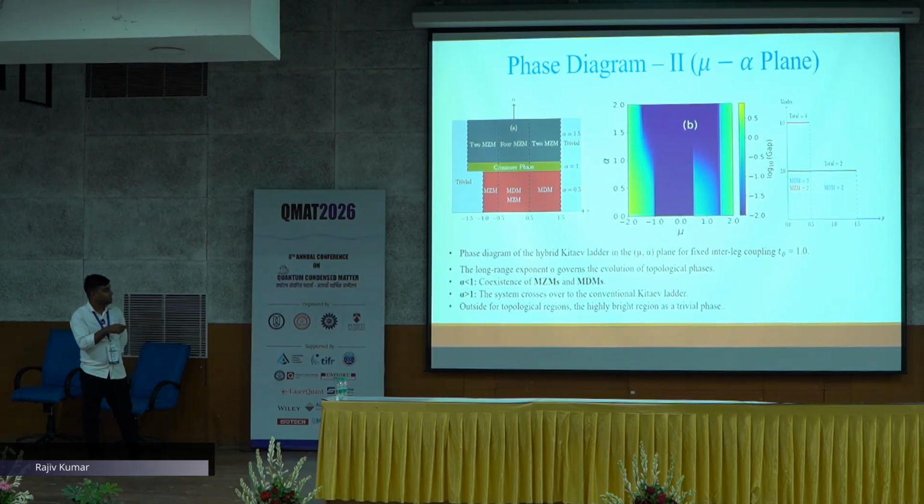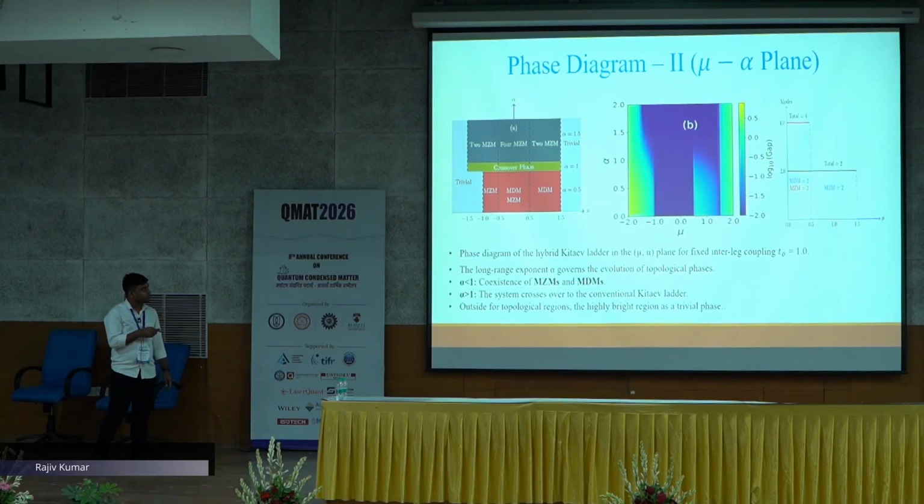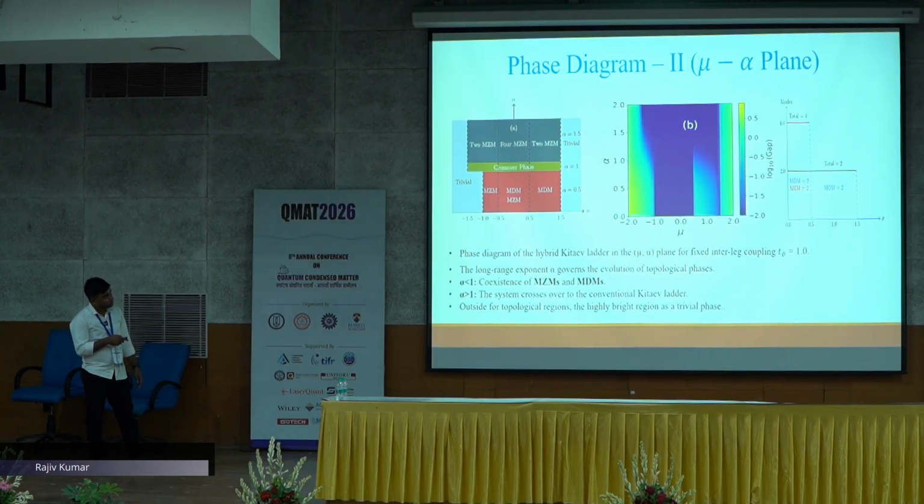Figure A is the schematic diagram, and figure C shows the total number of modes present in different topological regions. In the first topological region there are 2 Majorana zero modes and 2 massive Dirac modes, while in the normal Kitaev ladder there are 4 Majorana zero modes. In the normal long-range Kitaev ladder there are 4 massive Dirac modes present, and region 2 has only massive Dirac modes, with no Majorana zero modes present, and the trivial region has no Majorana bound state.